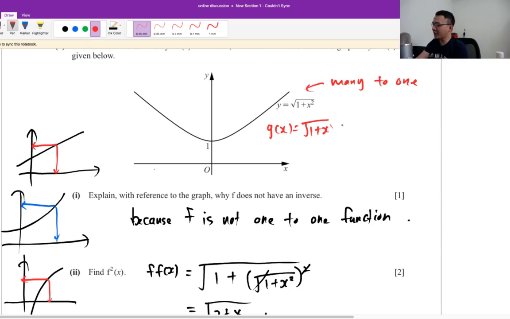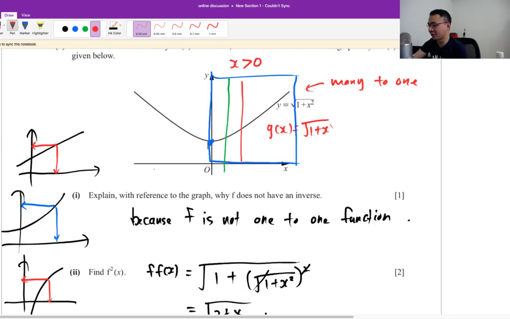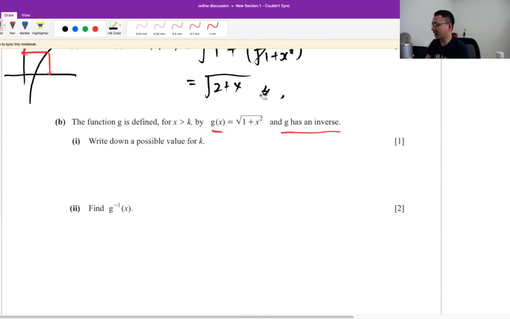So in order to make sure g(x) is a one-to-one function, I will cut out one part of it. But I must cut from the minimum point onward. You can cut from here, or from here, or even a bit further. It doesn't matter, as long as x is bigger than 0, because here 0 is the minimum point. As long as x is bigger than 0, this part over here is a one-to-one function. So you can write whatever answer makes sense.